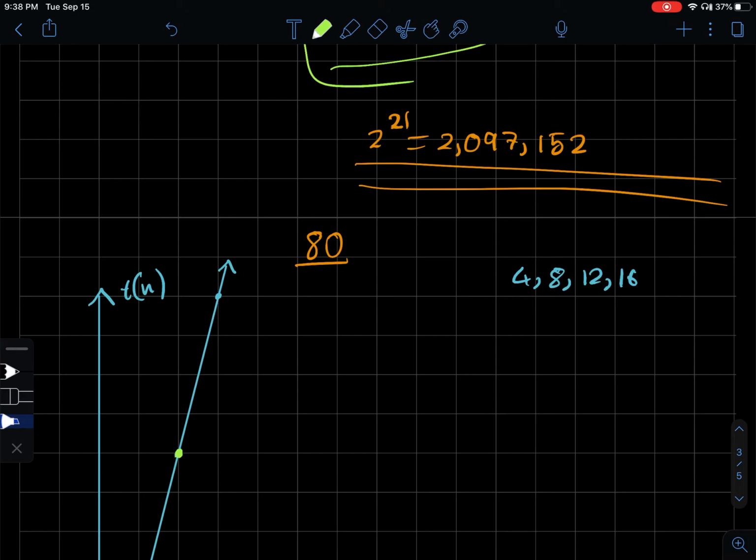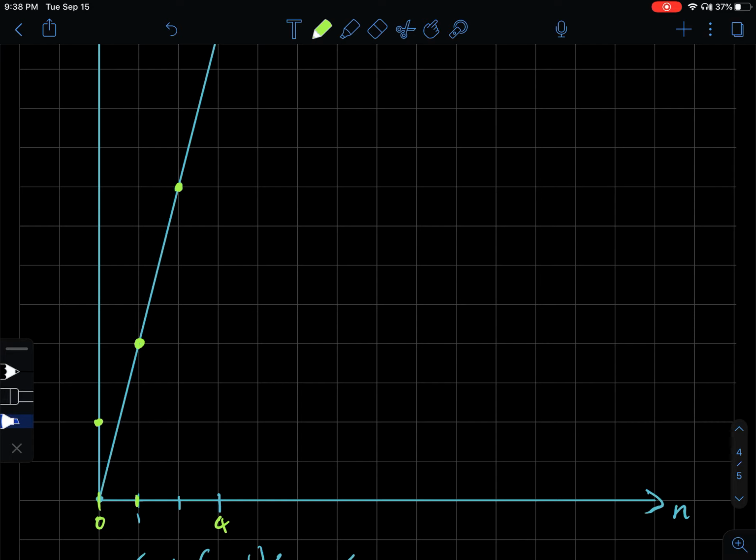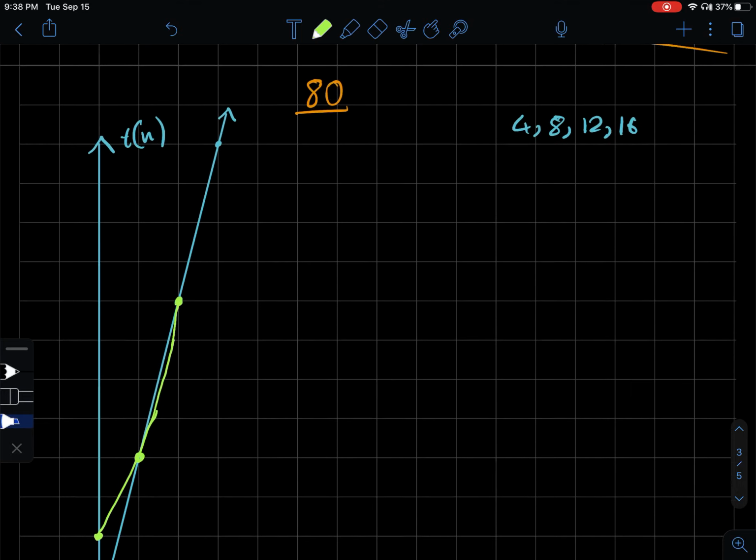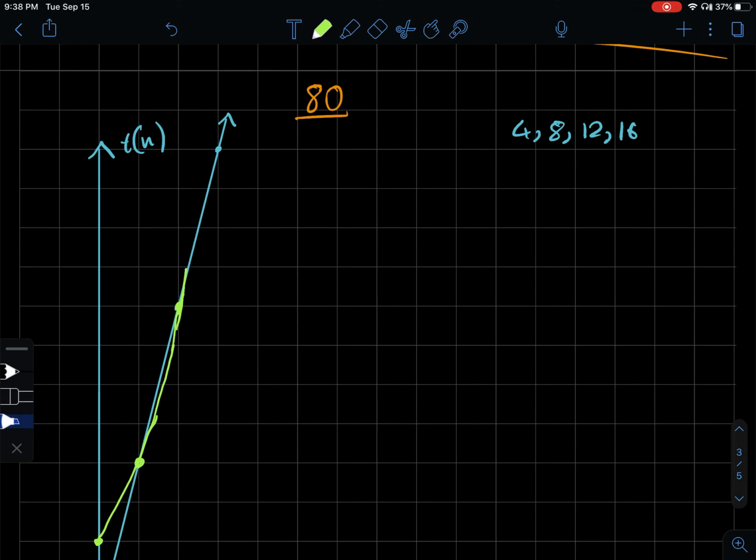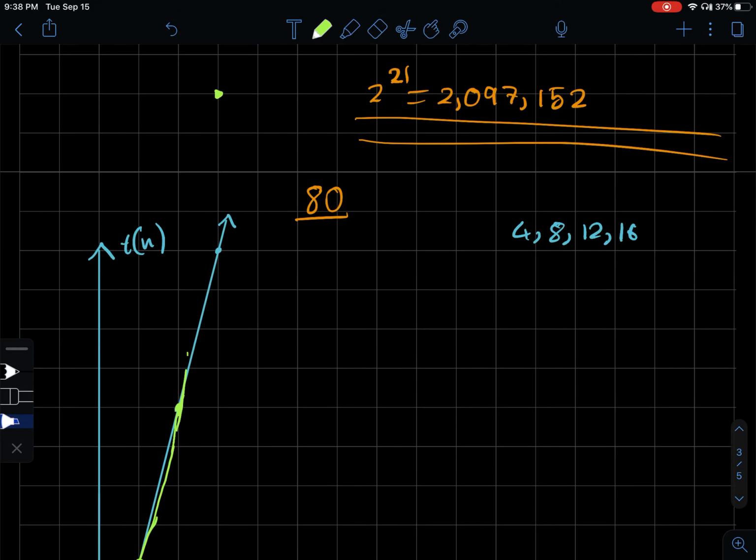So 16, that would be the value. Now, connecting this does not form a line. In fact, it's a curve. And these curves are what you call exponential functions. I'm trying to do my best to draw the curve here. It's clearly not easy. There. That's roughly it.